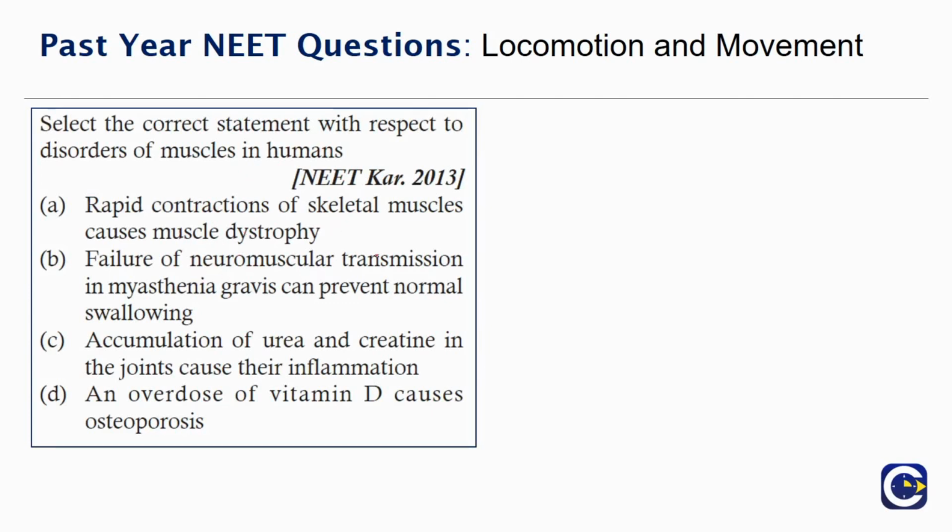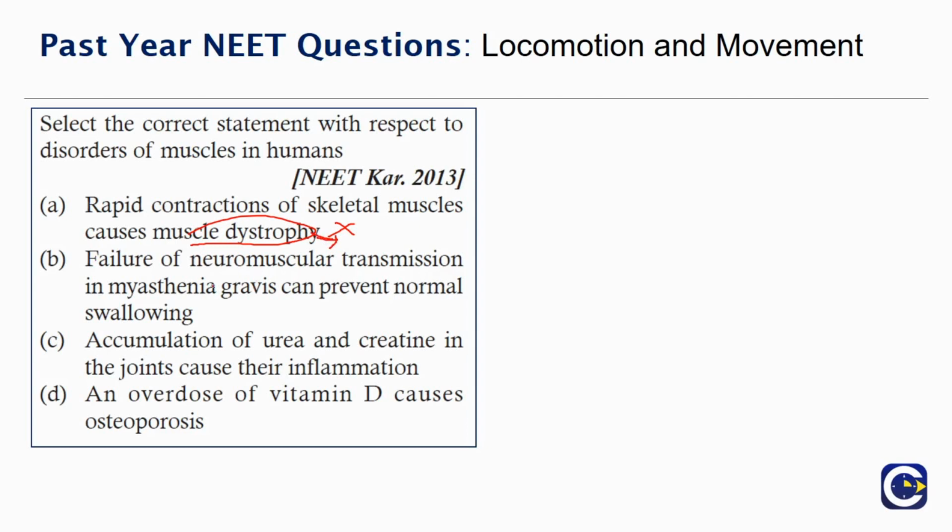Failure of neuromuscular transmission in myasthenia gravis can prevent normal swallowing. Accumulation of urea and creatine in joints causes their inflammation. An overdose of vitamin D causes osteoporosis. So, rapid contraction of skeletal muscle cannot cause dystrophy. Muscle dystrophy is when we have not used the muscle much. As we become old or when we have become bedridden, we don't use the skeletal muscles much. So they go for dystrophy, that is, they start degenerating.